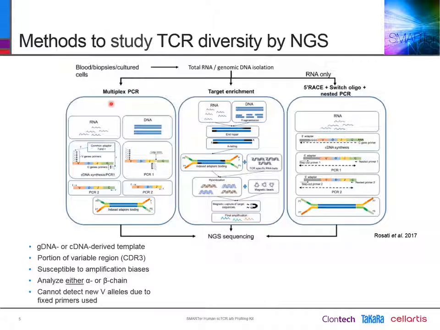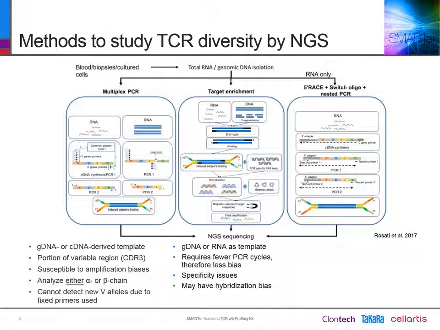As mentioned, in the multiplex PCR, you can start with RNA or DNA template, and what you do is you design gene-specific primers to the variable and constant regions, and you amplify them, and then in a subsequent round, you incorporate Illumina adapters for sequencing. In this approach, you can only amplify a portion of the variable region, and because it's a PCR-based approach, there is a possibility for amplification biases. As well, since you have primers to a set series of genes, you are unable to detect new V alleles due to the fixed primers used.